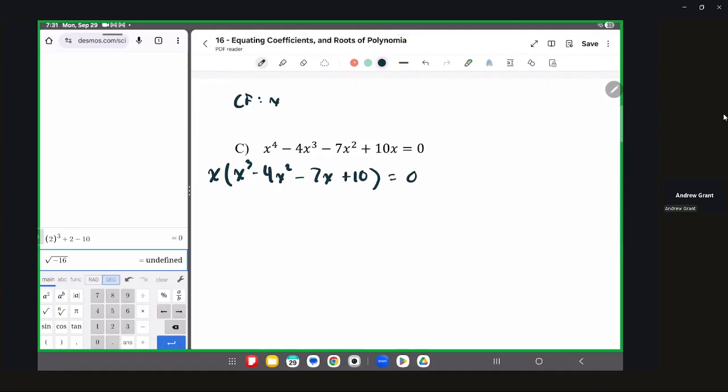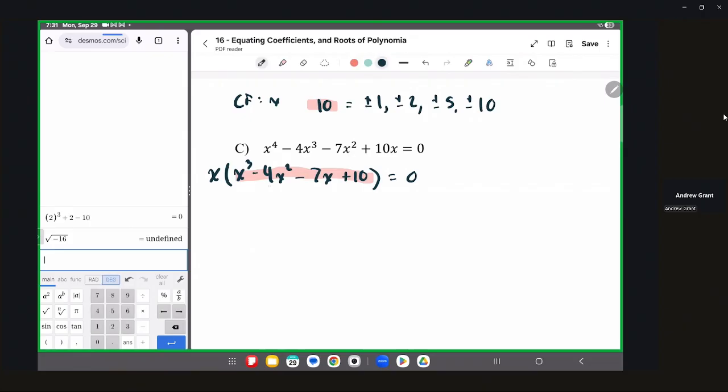Now, again, we have to apply the integer zero theorem. So we're trying to factor now this portion. And so we know 10 will be some combination of plus or minus 1, plus or minus 2, plus or minus 5, and plus or minus 10. So this is a quartic, which means it can have up to 4 solutions. We know it has at least one. X equals 0 is a solution.